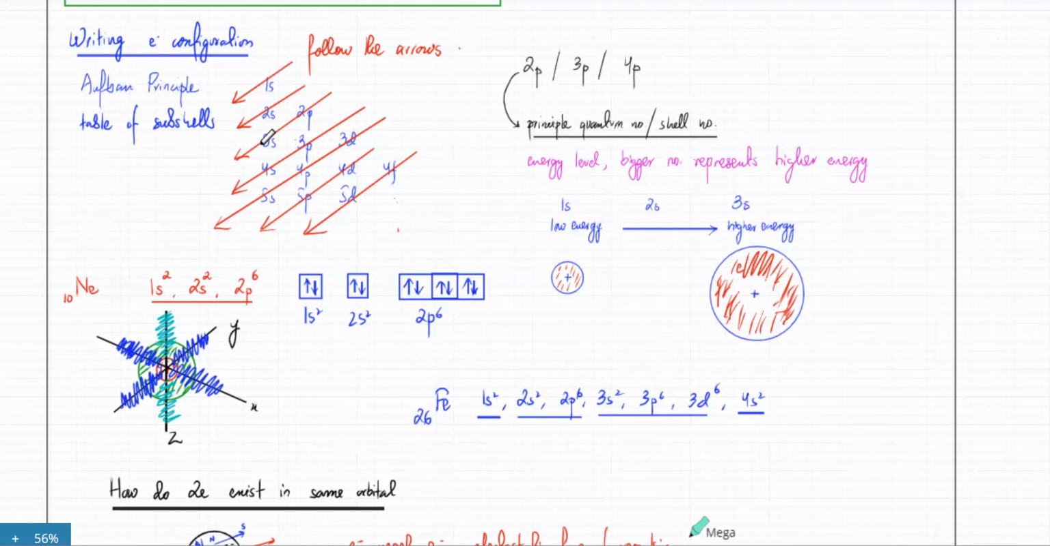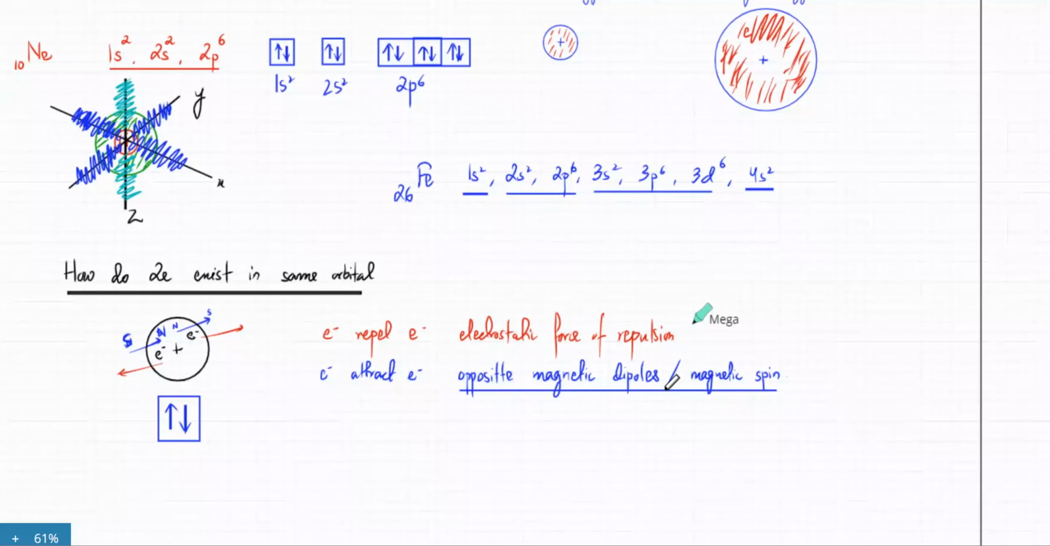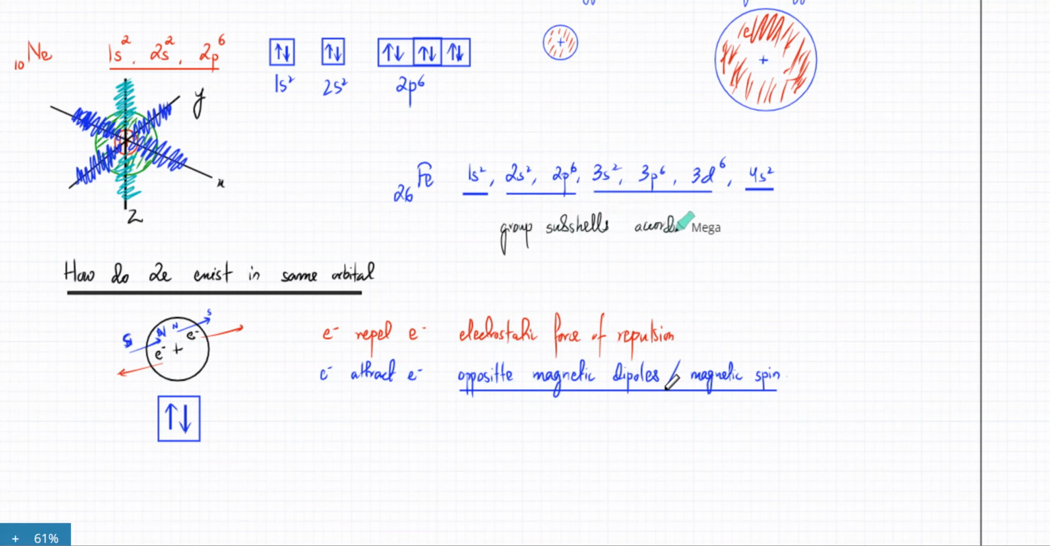You can just follow the arrows from the top to the bottom, and you'll be able to figure out the electronic configuration. One thing that I told you yesterday was that once the electronic configuration is written, it's preferable, the convention is, that you should group the subshells or rearrange them according to energy levels.